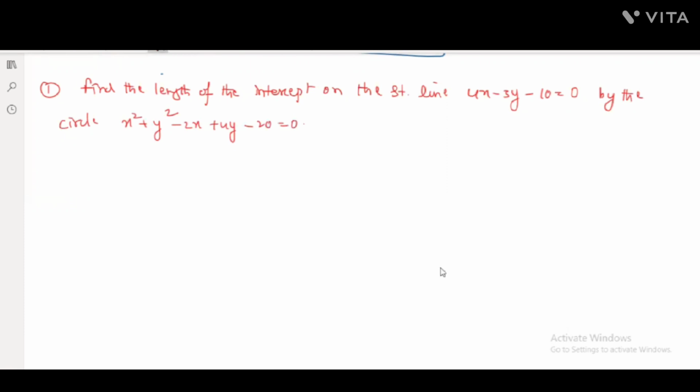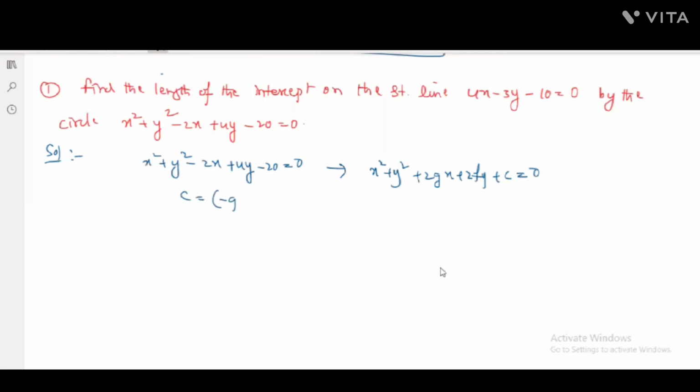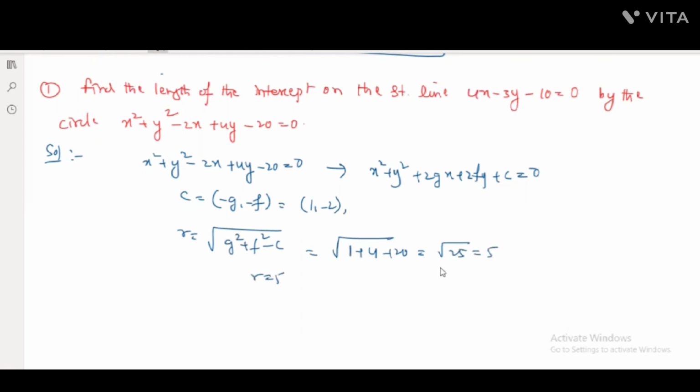So let's see how to solve this question. The given circle equation is x square plus y square minus 2x plus 4y minus 20 is equal to 0. When you compare this with x square plus y square plus 2gx plus 2fy plus c is equal to 0, the center of the circle will be minus g comma minus f, that is 1 comma minus 2. So radius is root over g square plus f square minus c, which is equal to root over 1 plus 4 plus 20, which is root over 25, that is nothing but 5. So radius we got is 5.